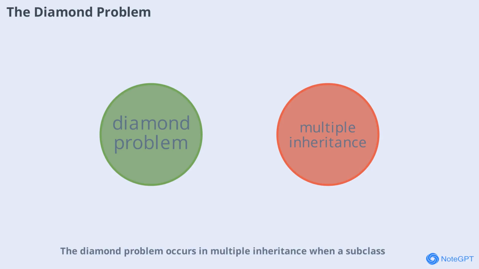The diamond problem occurs in multiple inheritance when a subclass inherits from two classes that both inherit from a common superclass. This can lead to ambiguity about which superclass method should be used. Some languages like Python use a method resolution order, or MRO, to resolve this, while others like Java avoid the problem by not supporting multiple inheritance for classes.